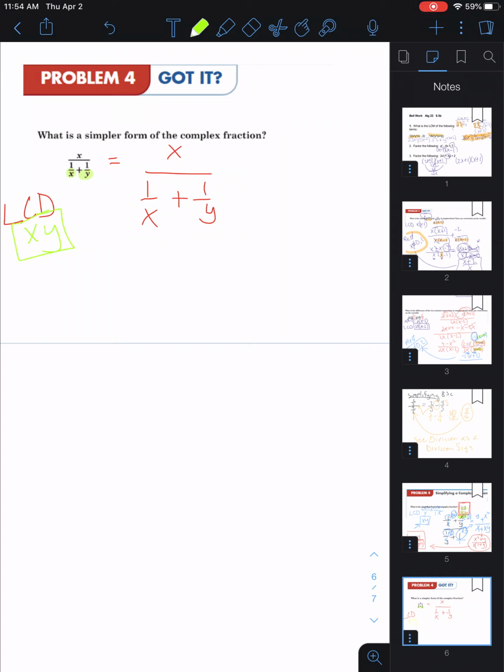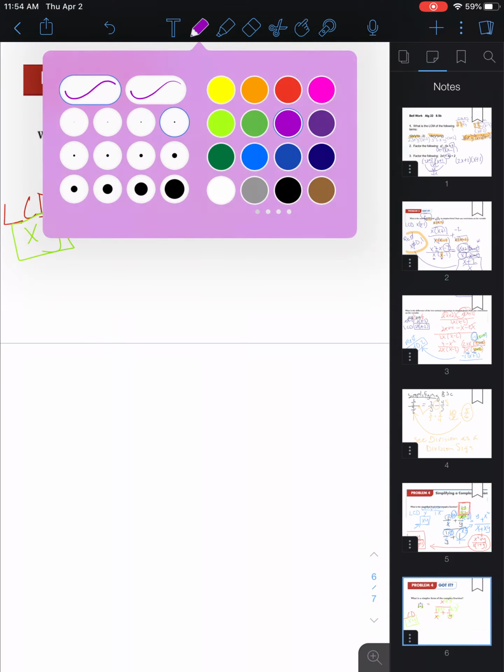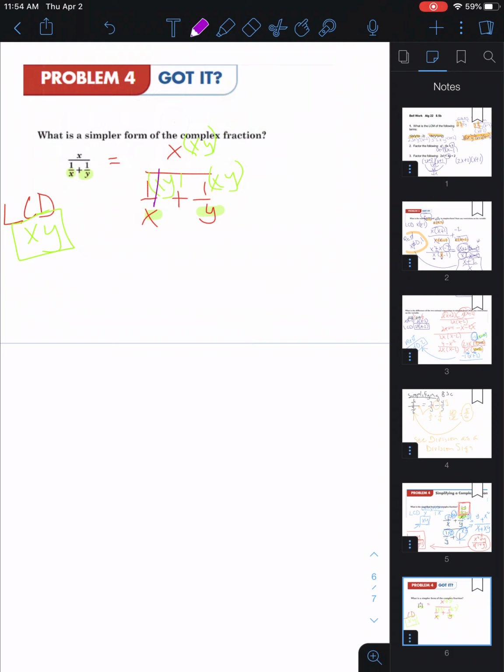So we're going to do the same thing. We'll multiply by xy, xy, xy. Every term gets multiplied by that xy. And it's all because of the fractions in the denominator downstairs. All right? We want to get rid of this guy and this guy. Now here's how we're going to do it. Let's go to a different color. We'll go to purple. And I'm going to cancel out the x here and the x there, which leaves me 1 times y. All right?